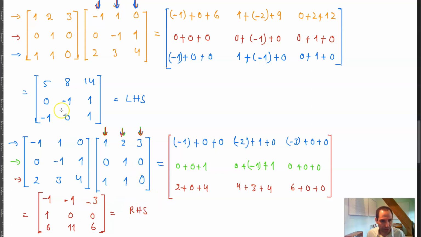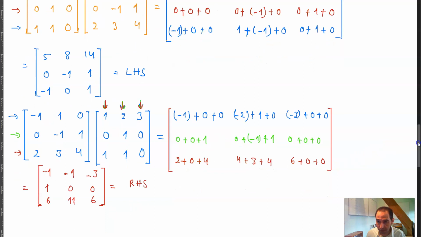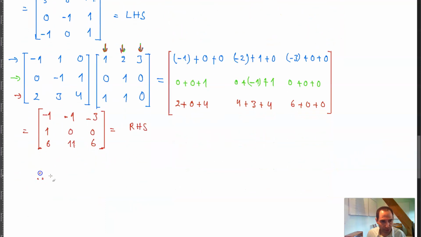And as you can see, they are not the same matrices, which means that your RHS is not equal to your LHS, which means that matrix multiplication is not, of course, commutative. So that was question number 15.